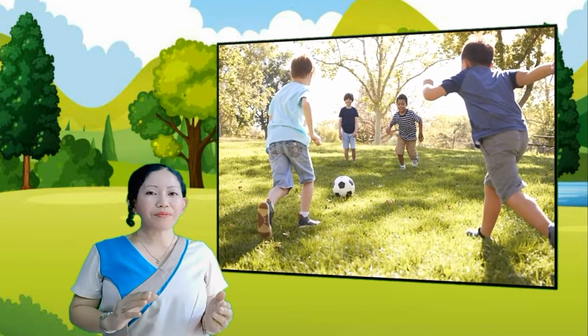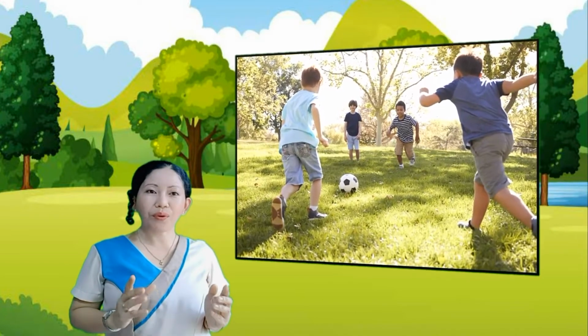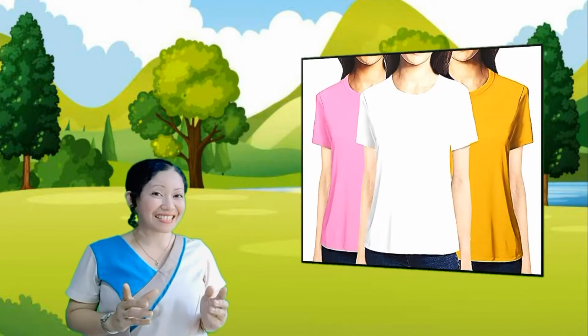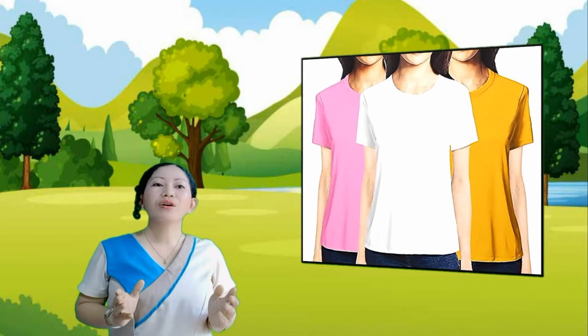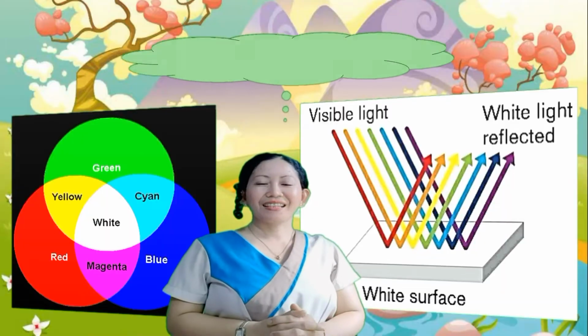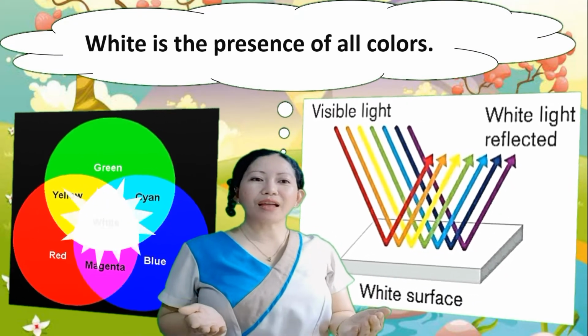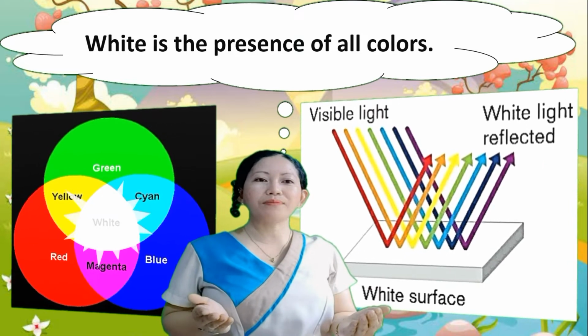When the weather is warm, which do you prefer wearing? Light-colored clothes or dark-colored ones? During summer, clothes in light color like white, pink, and yellow are more popular. White is the presence of all colors. White, therefore, reflects all the colors and does not absorb any of it.